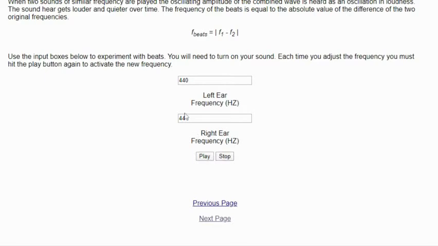Now, let me increase the difference in frequency a little bit, and I think you'll hear it more distinctly. Listen up. Can you hear that in, out, loud, soft, loud, soft? All right, I'll stop it again, and we'll go to 444.